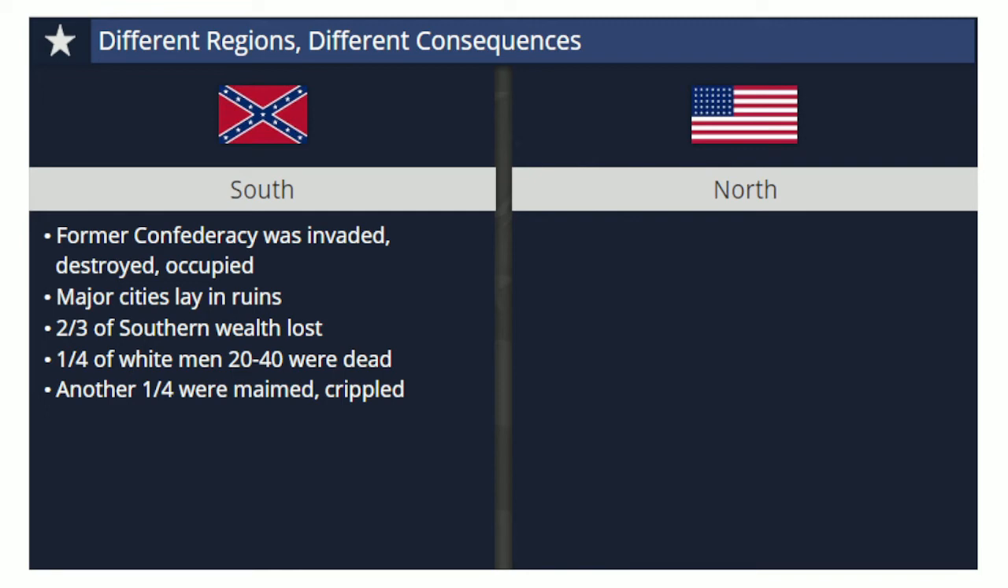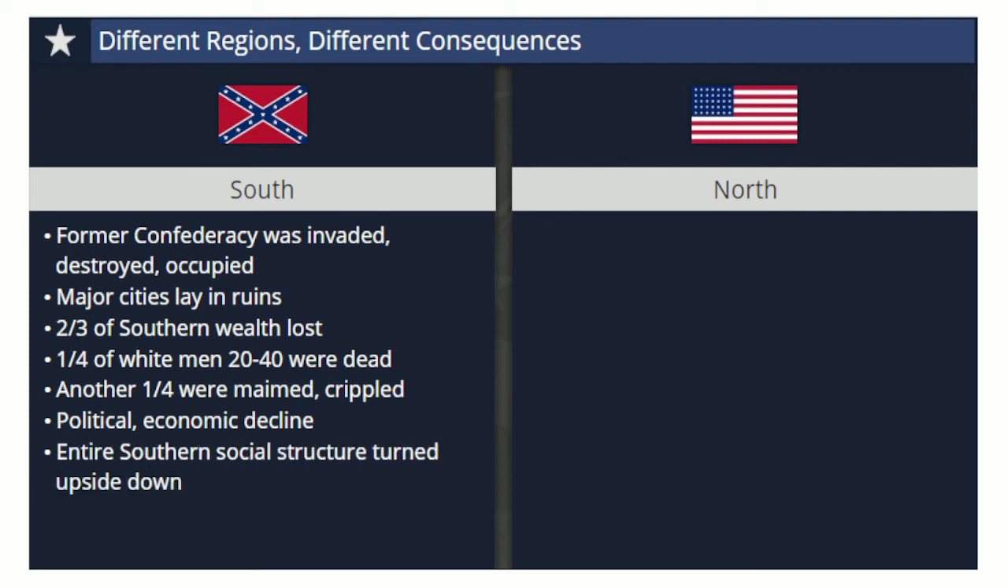Now, parts of the South entered a period of political and economic decline that would last many decades or longer. With slavery ended, the entire social structure of the South was turned upside down. White and black citizens needed to find a new way to coexist as neighbors and countrymen. The situation in the North was very different.